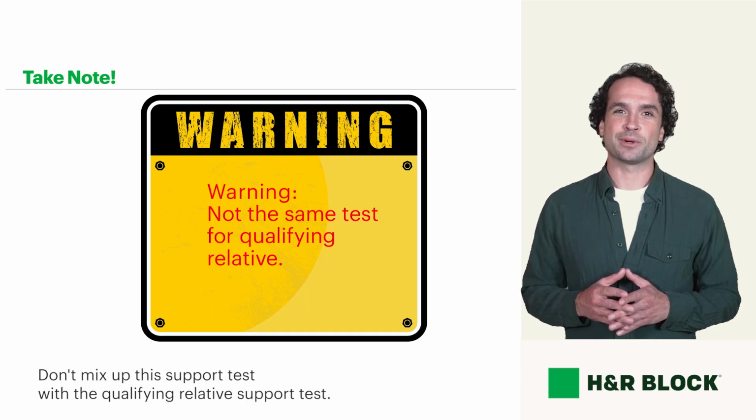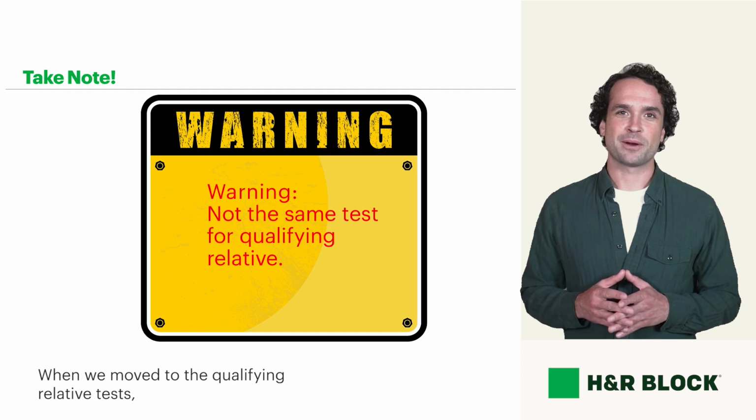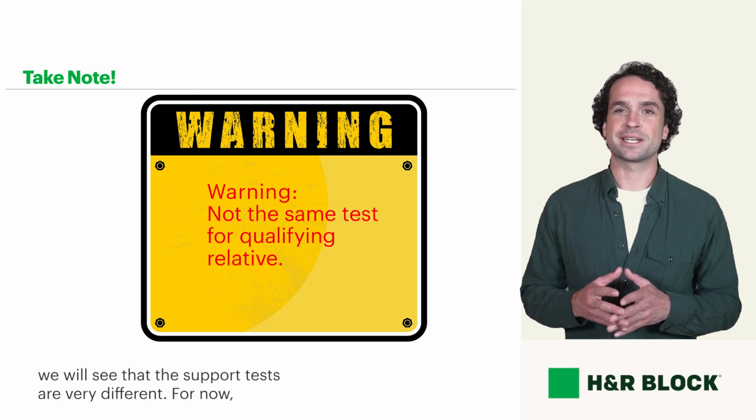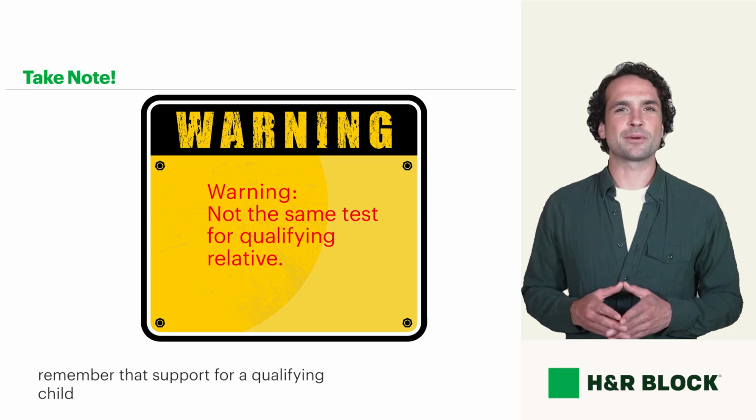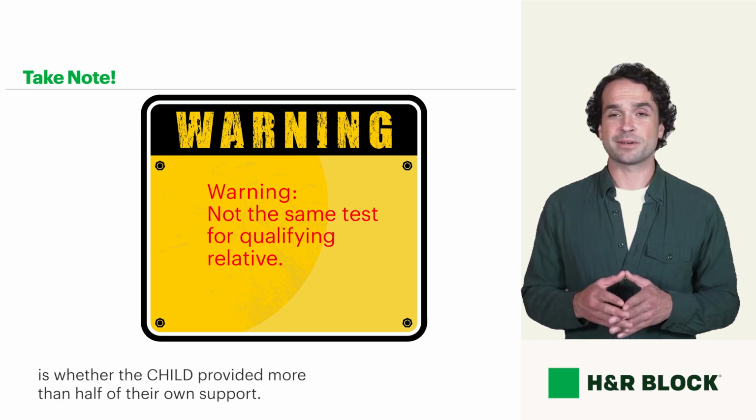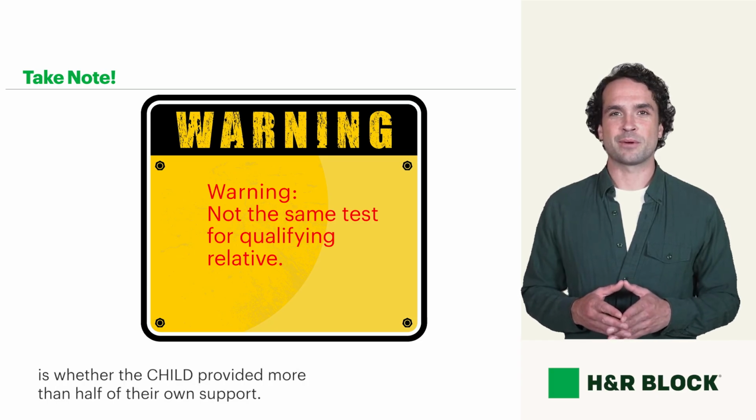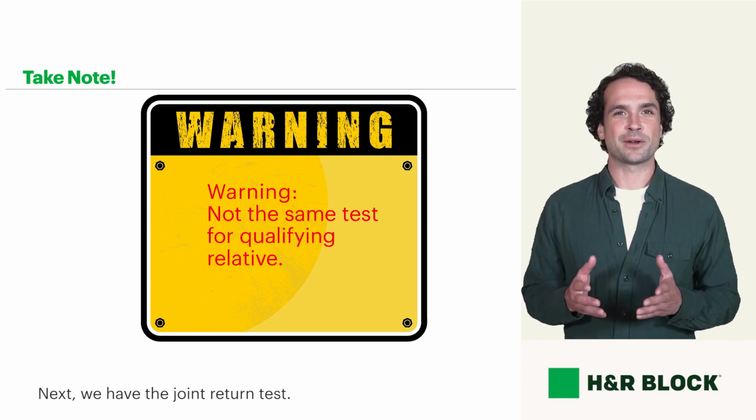Don't mix up this support test with the qualifying relative support test. When we move to the qualifying relative tests, we will see that the support tests are very different. For now, remember that support for a qualifying child is whether the child provided more than half of their own support. Next, we have the joint return test.